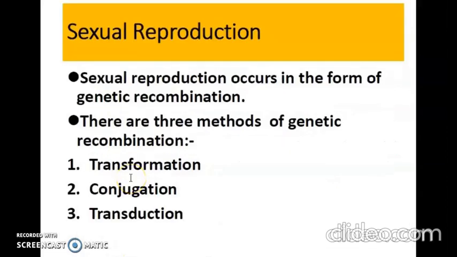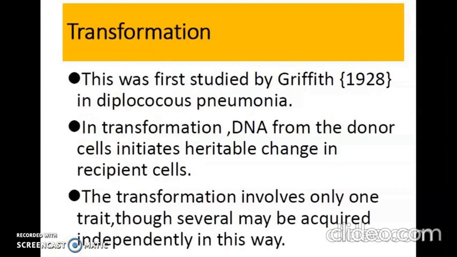Next one is sexual reproduction, and it occurs in the form of genetic recombination in bacteria. There are three methods of genetic recombination, and they include transformation, conjugation, and transduction. Transformation was first studied by Griffith in Diplococcus pneumoniae. In transformation, the DNA from the donor cell initiates heritable change in the recipient cell. The transformation involves only one trait, though several may be acquired independently in this way.